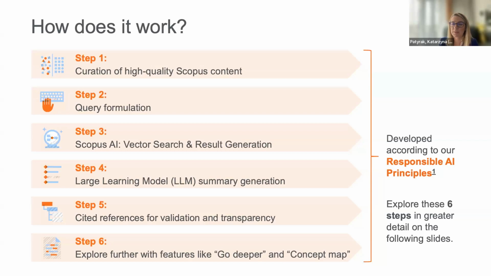In the fourth step, the large language model, LLM, generates a summary that is grounded in the Scopus database. The fifth step provides cited references so you can back up your findings with the source. The sixth step allows you to explore further with features like the go deeper links or the concept maps, which is the visualization of the topic.